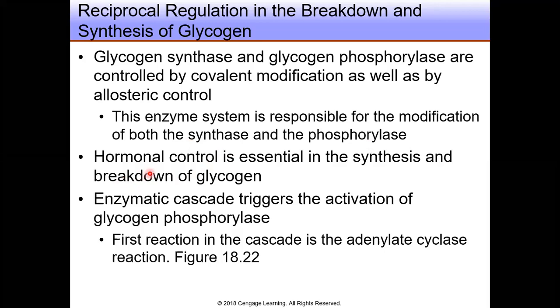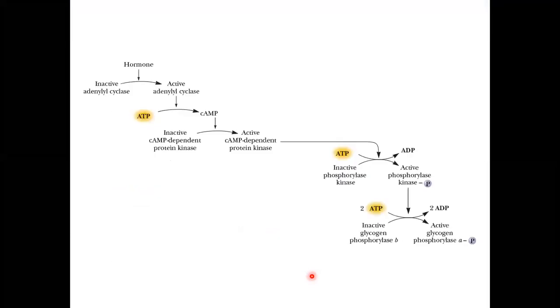Also, hormonal control is of paramount importance in glycogen synthesis and breakdown. Now, an enzymatic cascade triggers the activation of glycogen phosphorylase, as we will see in the next figure. Here, this figure shows us the hormone-activated enzymatic cascade that leads to the activation of glycogen phosphorylase.